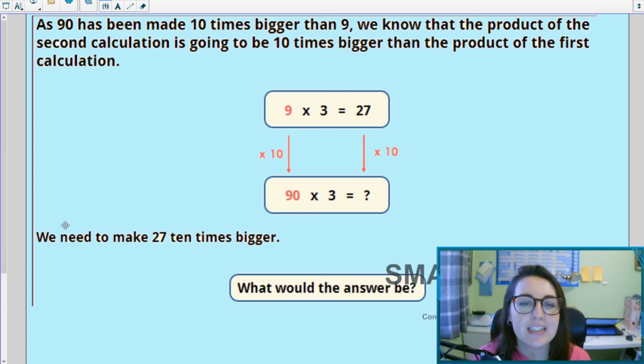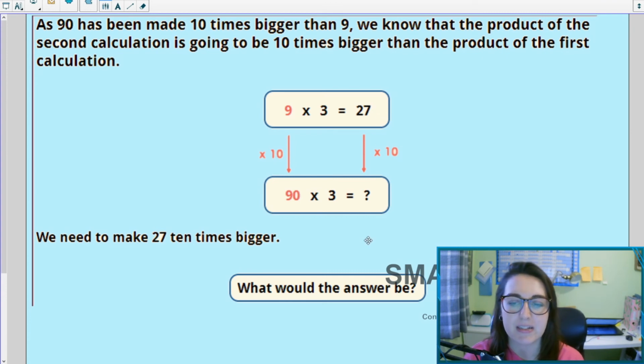Okay, so 90 has been made 10 times bigger than 9. So we know that the answer is going to also be 10 times bigger. So if we've got 9 times 3 is 27, we've made 9 10 times bigger to get to 90. We're still multiplying it by 3. Our answer needs to be 10 times bigger.